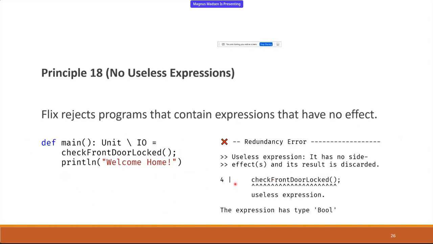The point was really that to have used this function correctly, you should have asked what is the result, and then you should have branched on that. And this kind of useless code we can detect much better than most languages because we have this effect system. And then we can enforce that every expression at least does something, so that you don't mistakenly forget to use return values and things like that.